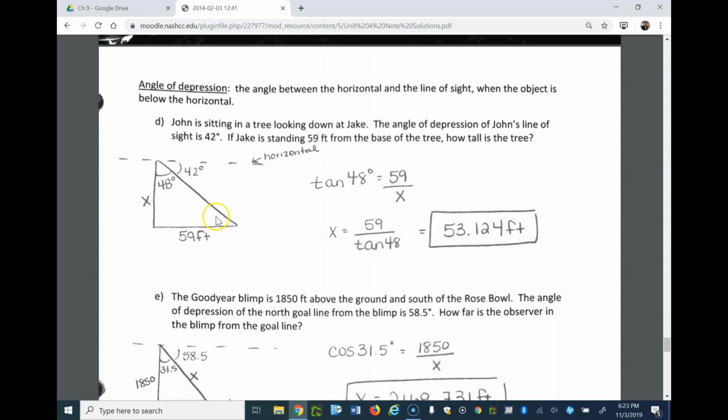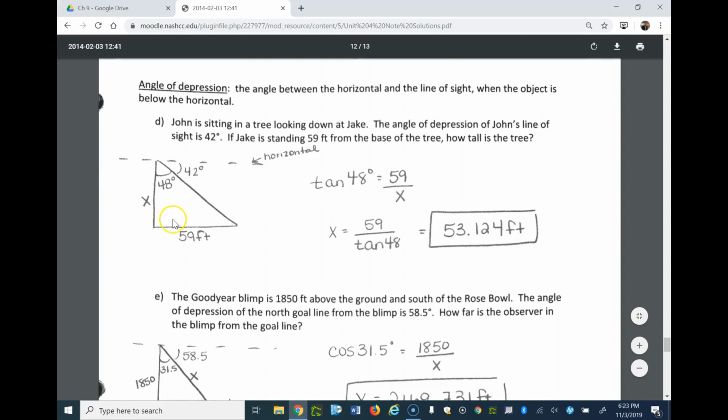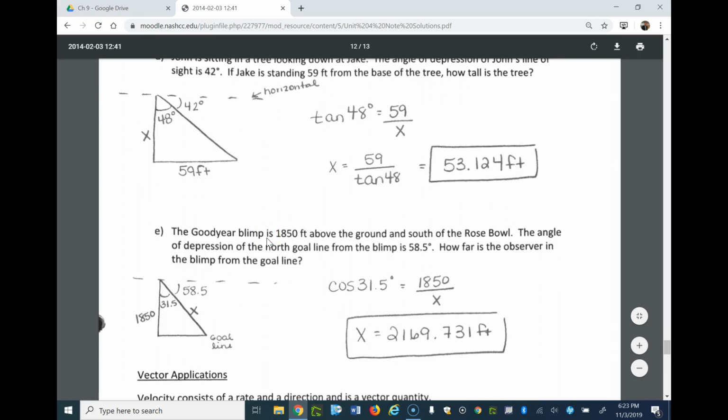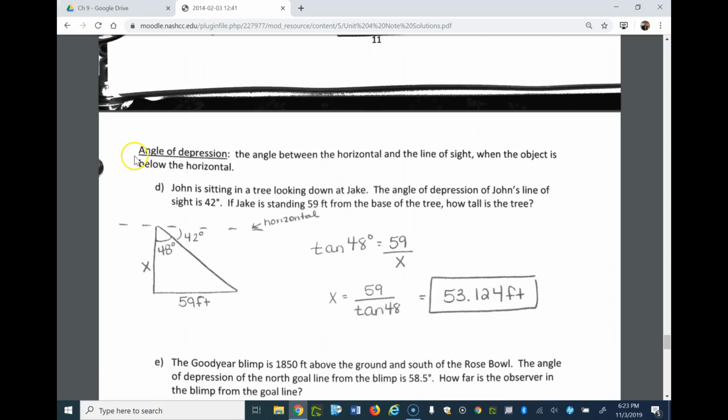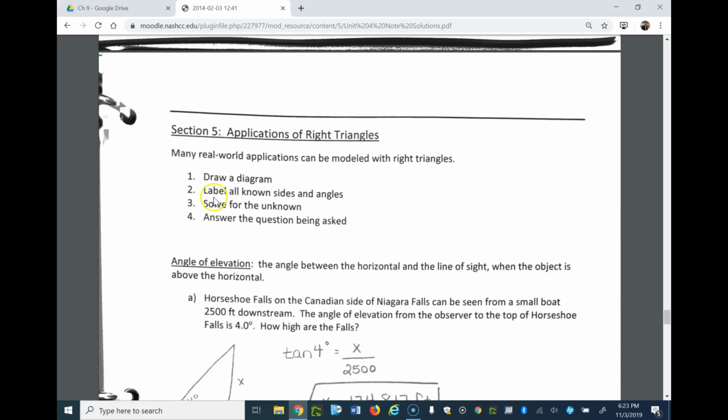So since I have this degree, which is 42, I have this missing side, and I have this side here. I do not have the hypotenuse again. So guess what? I'm using tangent, because tangent doesn't need the hypotenuse, only cosine and sine do. So here's my angle of 48 degrees, and here's the opposite over adjacent, and we solve for the missing side here. So all these examples will help us with solving SOH CAH TOA problems with angles of depression and angles of elevation.